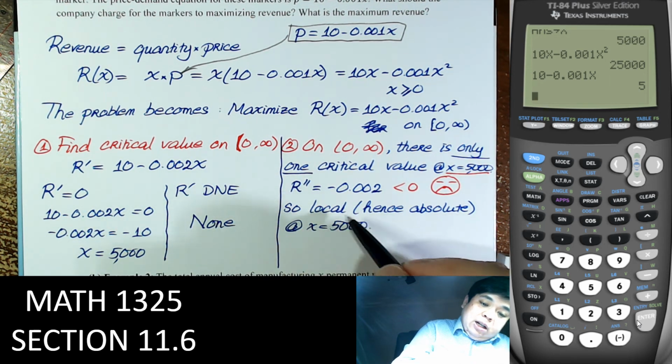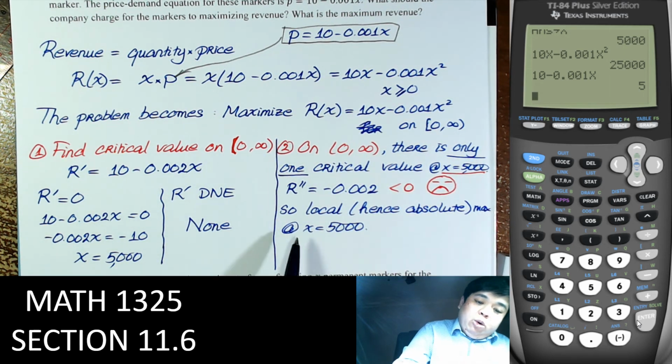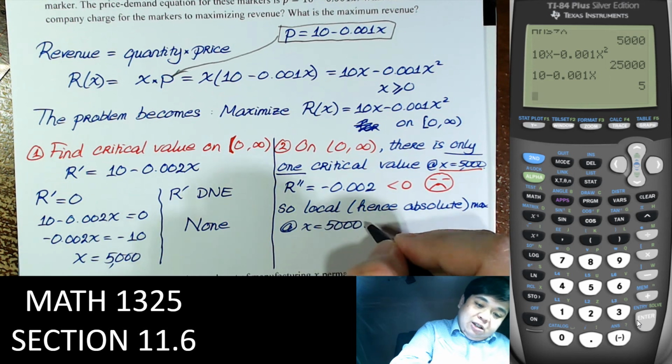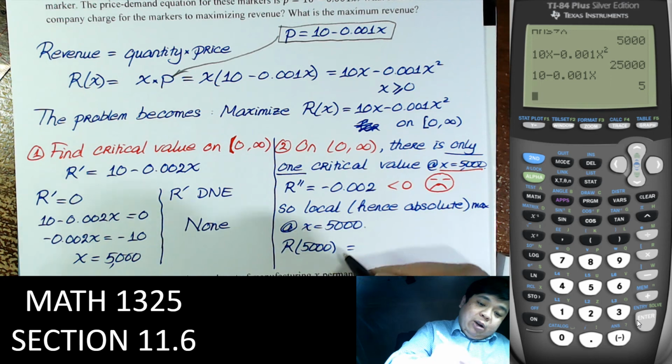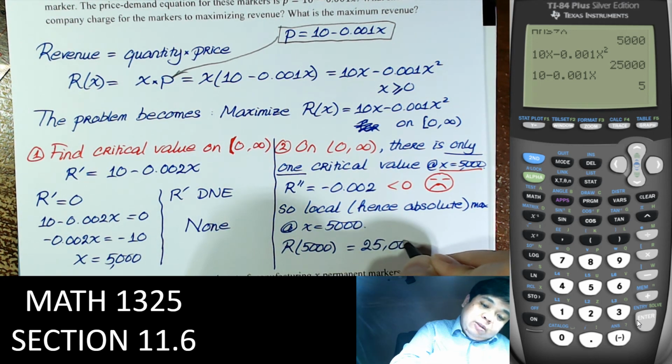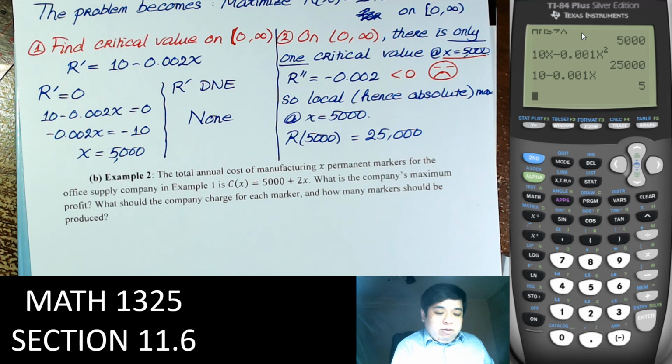So the local and absolute max will be at 5,000 markers, and the revenue at 5,000, we did calculate earlier, is 25,000, right? So here we evaluate the revenue function, and that gives us $25,000, right? So that's the maximum revenue when we produce 5,000.